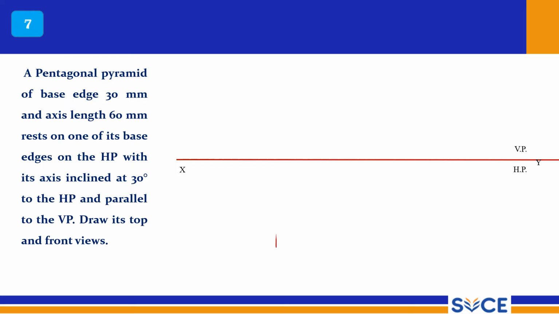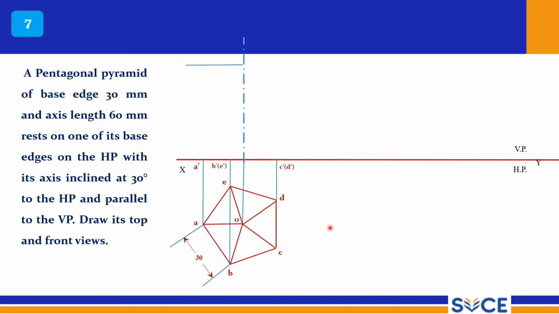Problem number 7, a pentagonal pyramid, right? It is a pentagonal pyramid, and here also the base edge is 30 mm. It is also resting on an edge. So it is a pyramid, so you should draw the thick lines, right? It is a pyramid, so the slant edges should be represented with thick lines, with A, B, C, D, E notations, and this is my front view, right?